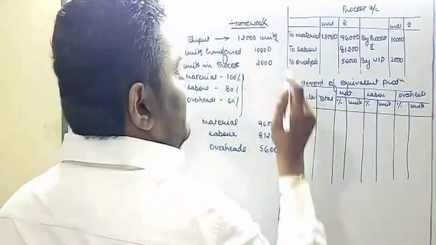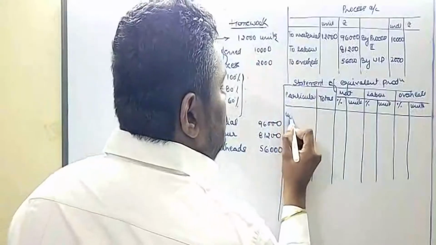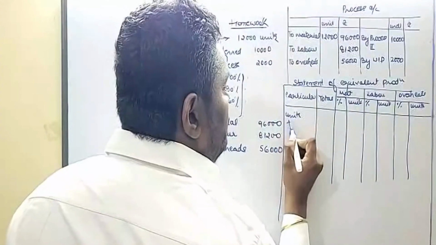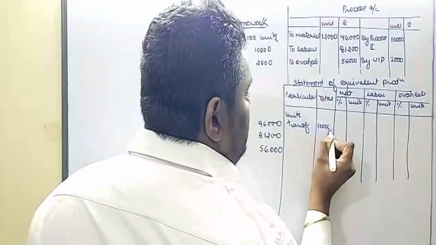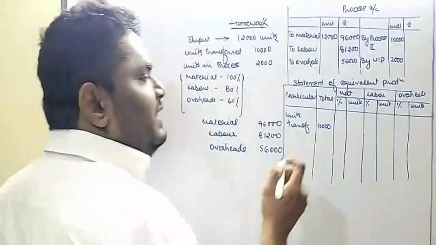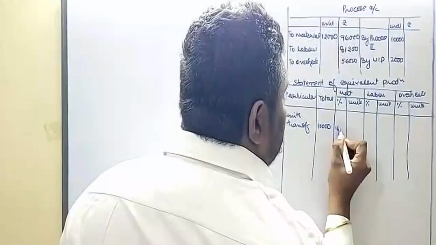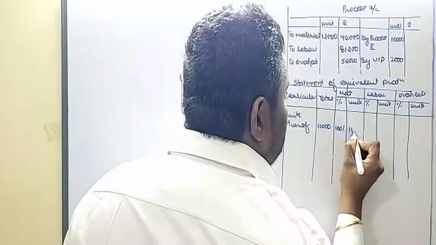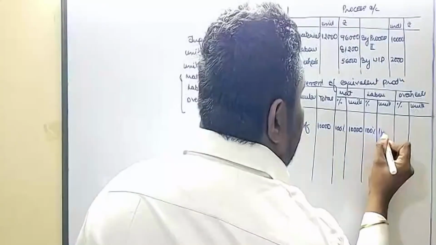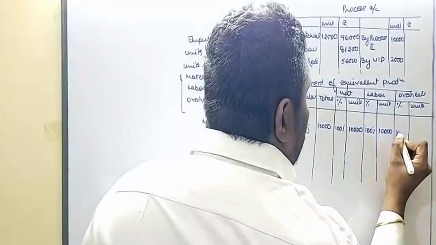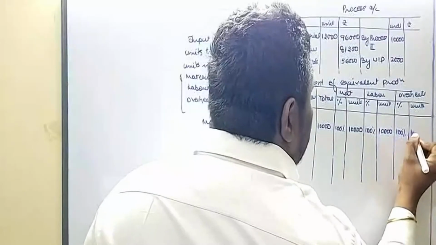Of this, units transferred are 10,000. Since these units are transferred to the next process, we will assume that they are 100% processed. So 10,000, 100%, 10,000, 100%, 10,000.